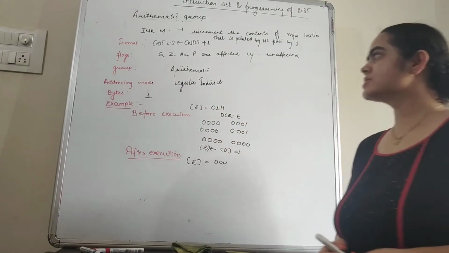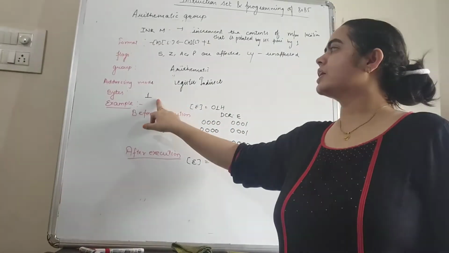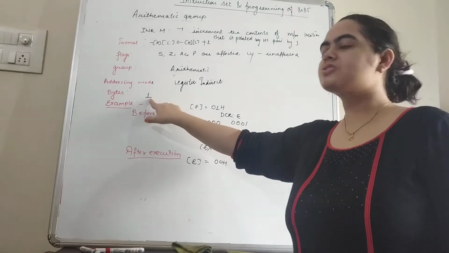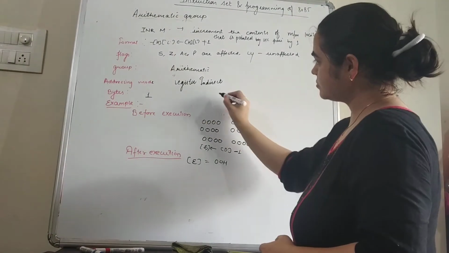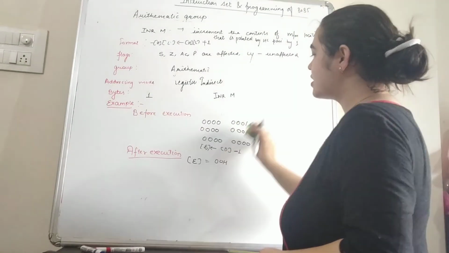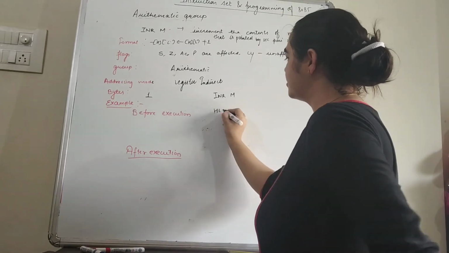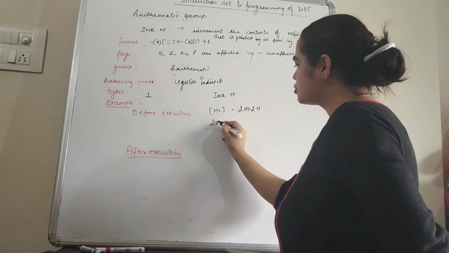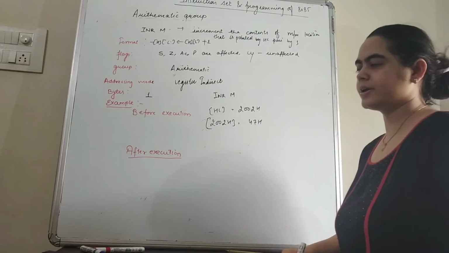That means if M is given, the addressing mode is register indirect, and the number of bytes occupied by this instruction is 1 byte. So suppose we have an instruction INR M, and the value of the HL pair here is 2002H, and at that memory location we have the contents 47H.